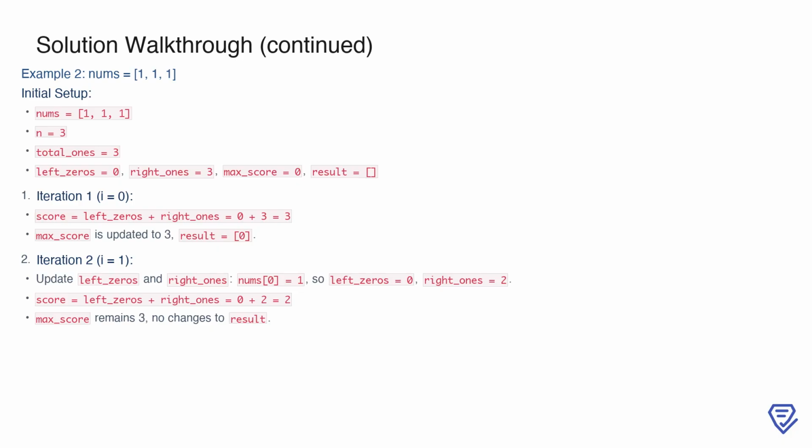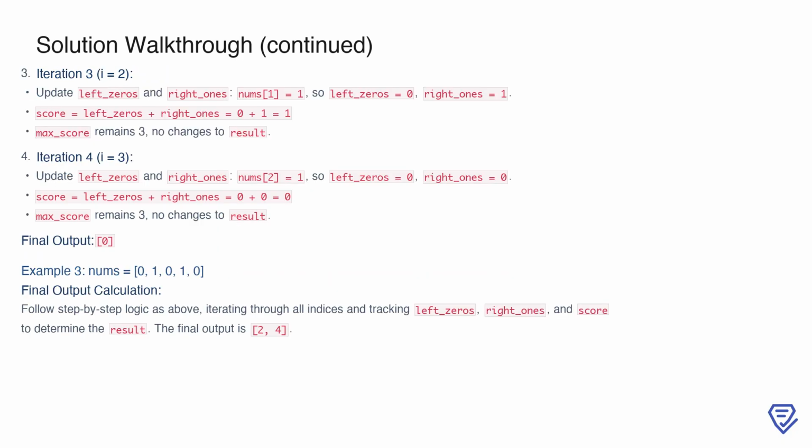In the second iteration, i equals 1, processing nums[0] equals 1 keeps left_zeros at 0 but decreases right_ones to 2. The score becomes 0 plus 2 equals 2, which does not exceed the current max_score, so there are no changes to the result.